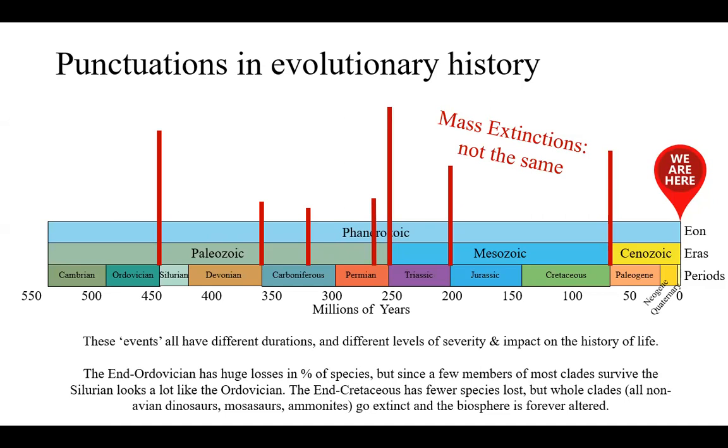And so here's an example of that. We're not going to talk about this one too much, but the one at the end of the Ordovician, look how tall this is. These red lines are number of species that went extinct. And so in the Ordovician, we can say pretty confidently, a percentage of species-wise, this was horrific. But most groups of animals had some species live.